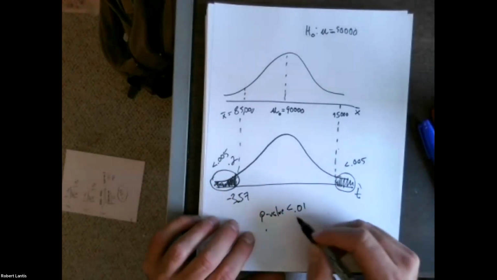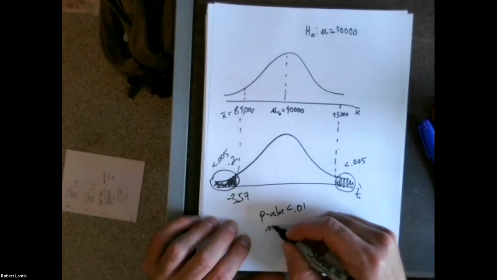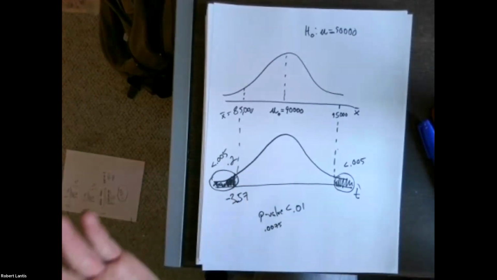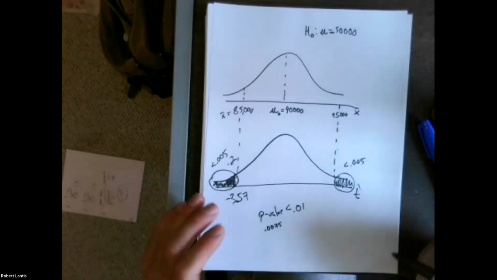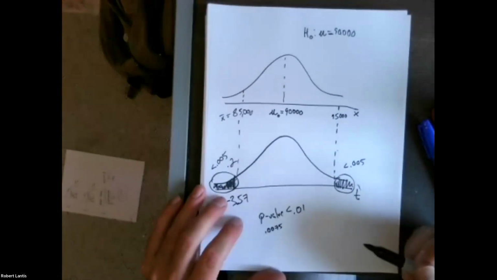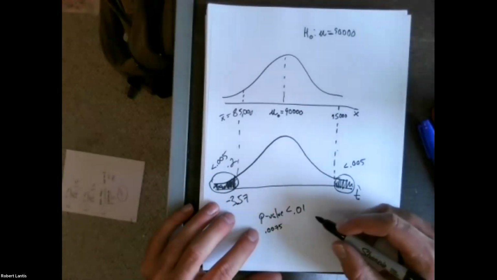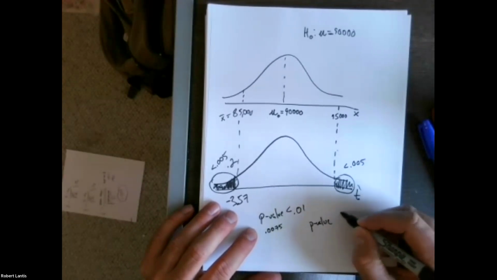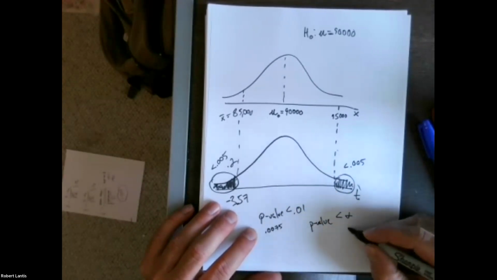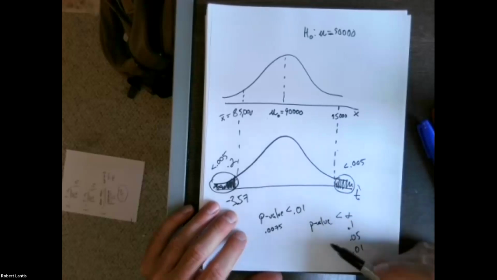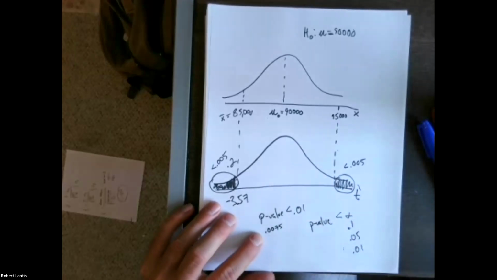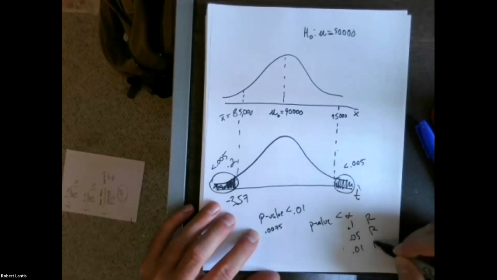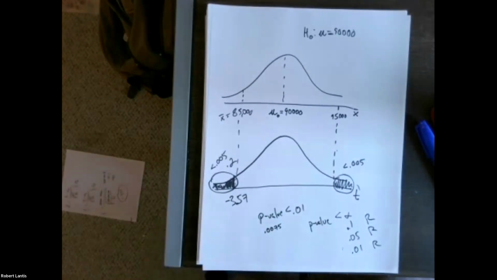Now I'll show you how to find it exactly in a second, but even with this information, let's just give it a value so we can think about it. Well, when do I reject the hypothesized true value? When do I reject my null hypothesis? Whenever my p-value is less than alpha. Well, my conventional alpha is 0.1, 0.05, 0.01. My p-value is going to be less than all of those, so I can reject at every single significance level, or at every level of confidence. Okay.